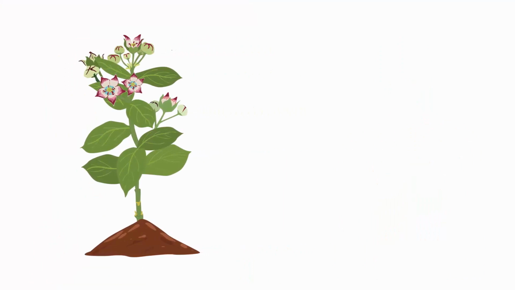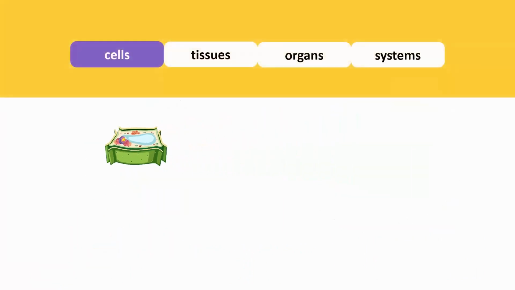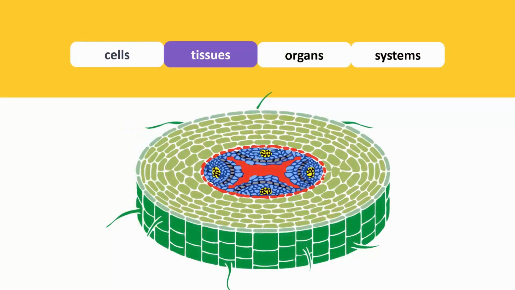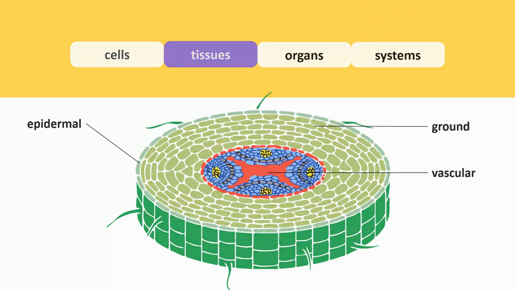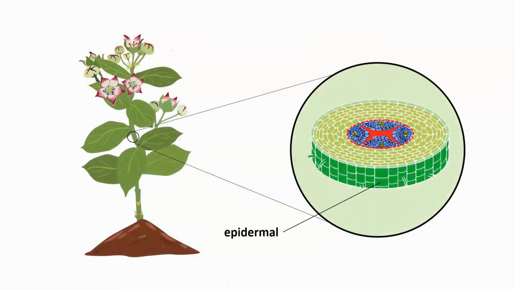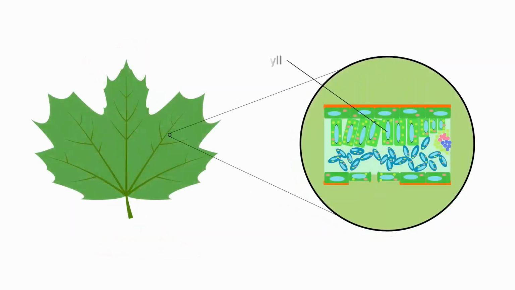Plants are no different. Plant cells combine to form tissues. Plant tissues can be epidermal, ground, vascular, or mesophyll tissues. Epidermal tissues form the outer layer or the skin of plants. Ground tissues store food. Vascular tissues transport water and food to and from different parts of the plant. Mesophyll tissues make food in the presence of sunlight.